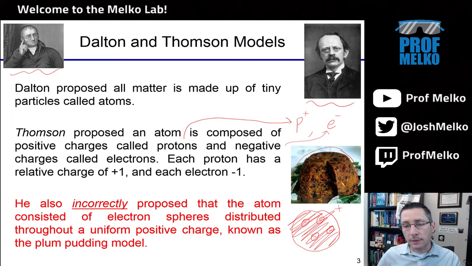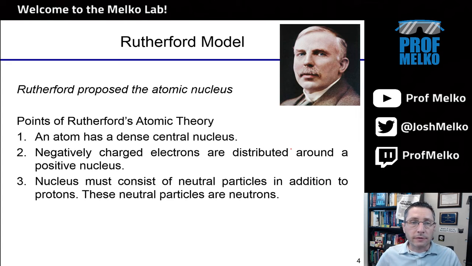After Dalton, Thomson came up with this model. Some of it was correct. We have protons and electrons, but they're not distributed in this manner. And really, it took an elegant experiment to find out that they're, in fact, not distributed like this, but distributed in something called a nucleus. And that's the Rutherford model of the atom.